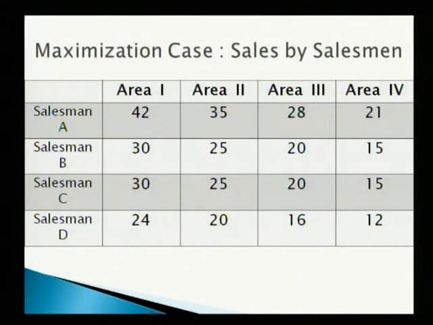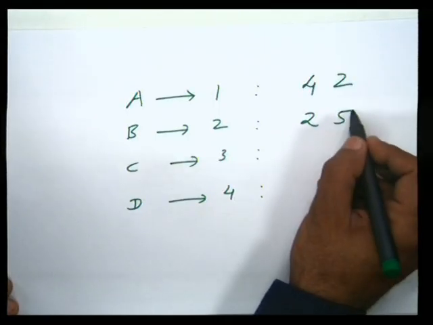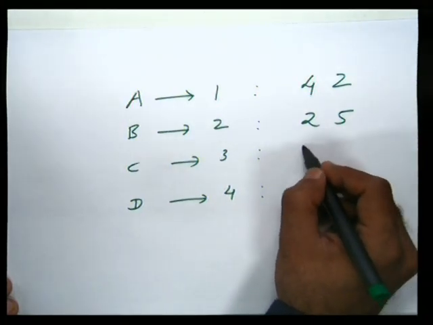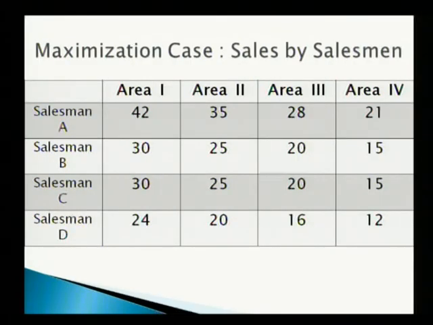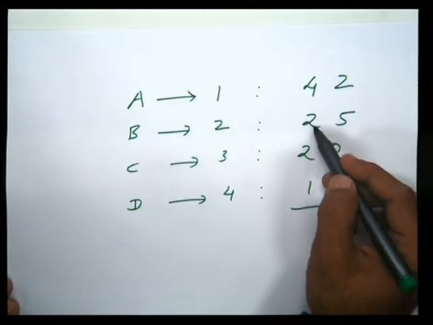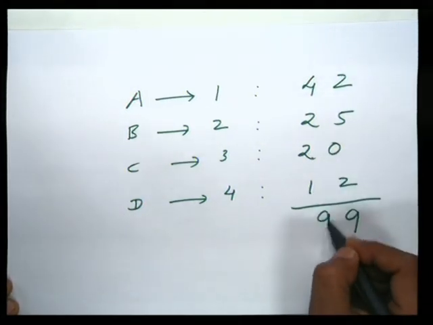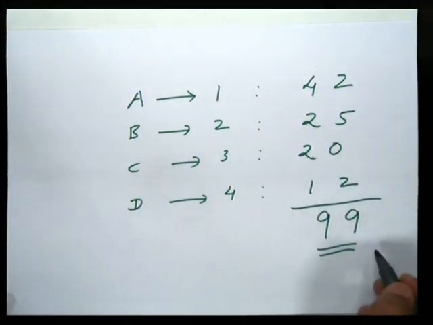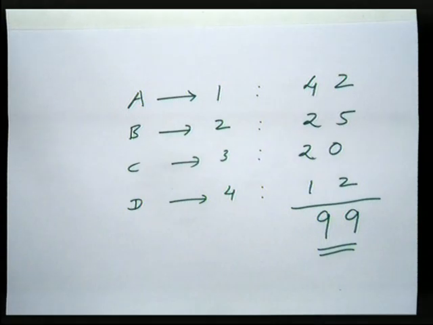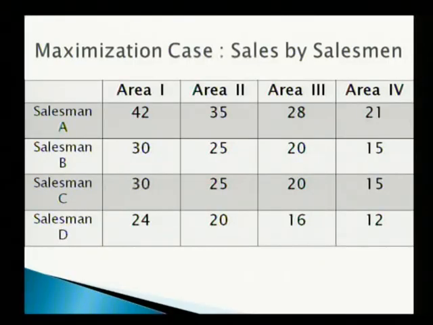So salesman A is located at the first area, so that cost is 42. Then B goes to 2, so that is 25. C goes to 3, that is 20, and D goes to 4, that is 12. So 42 and 25, 67, and 20, 87, and 12, 99. So if we do this assignment, then the total will be 99 units. So that is the best possible answer with us.